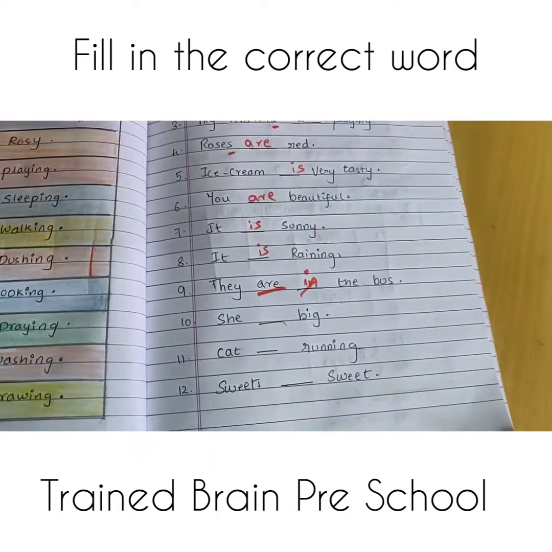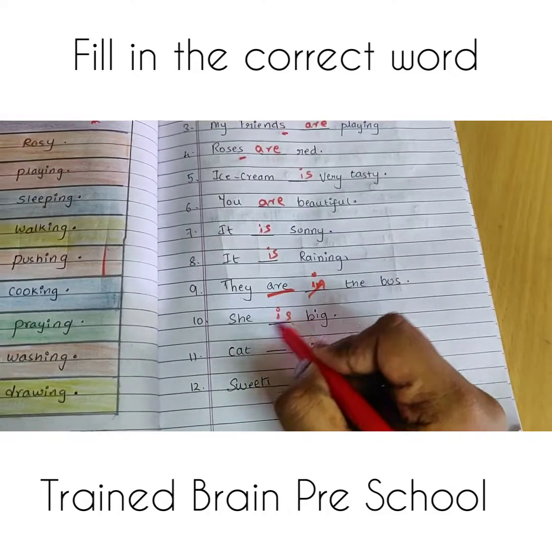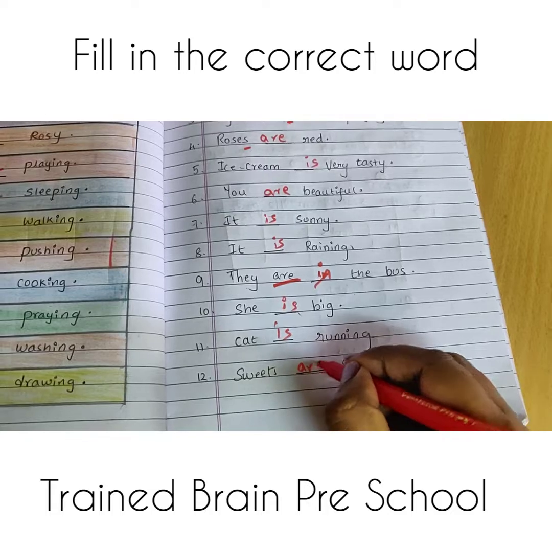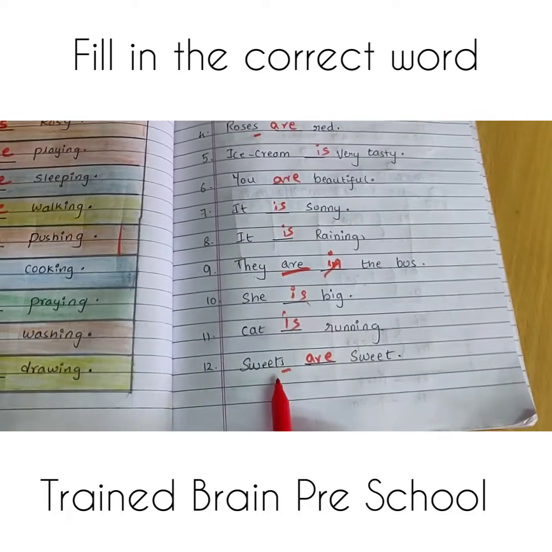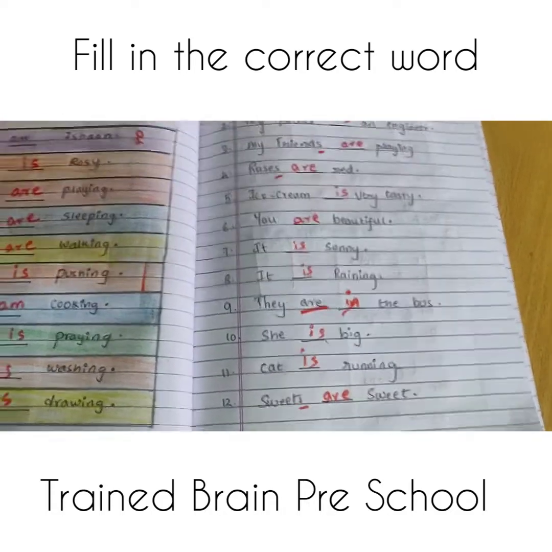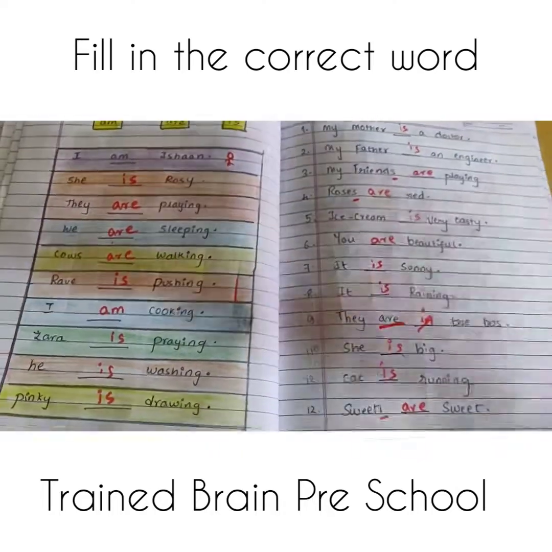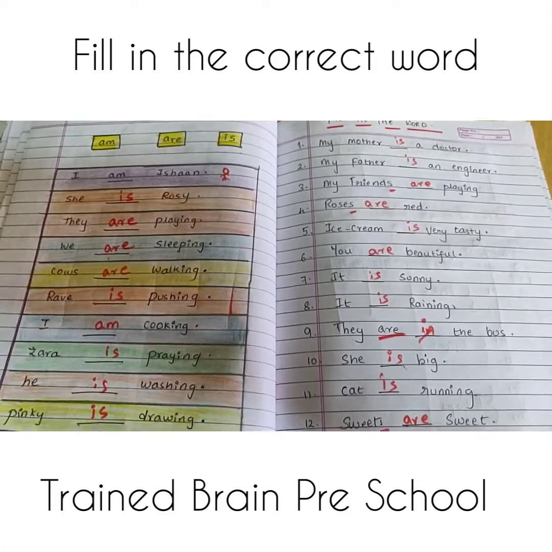They are in the bus. She is big. Cat is running. Sweets are sweet. So there is a plural noun form. So this is how you could fill in the appropriate words in the sentences. So this was the worksheet that we were doing for today.